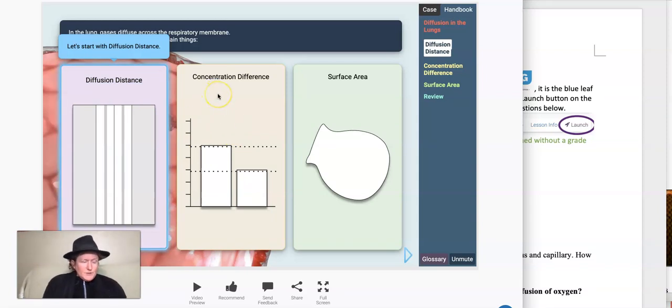There's also concentration difference, how different concentrations in different parts of the lungs versus the blood can affect the rate of diffusion, and the surface area. If there's water in your alveoli or any kind of fluid, it covers up some of the surface area that is needed for oxygen to enter your blood.